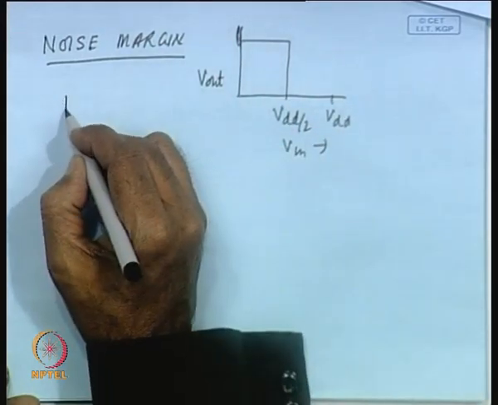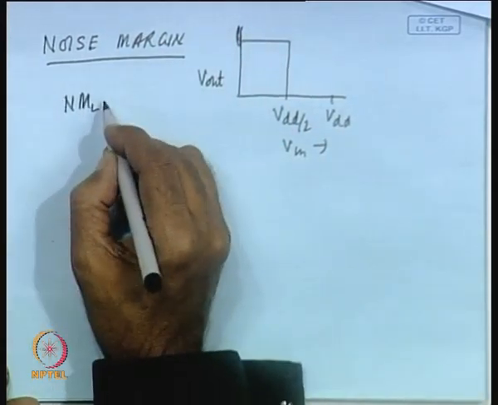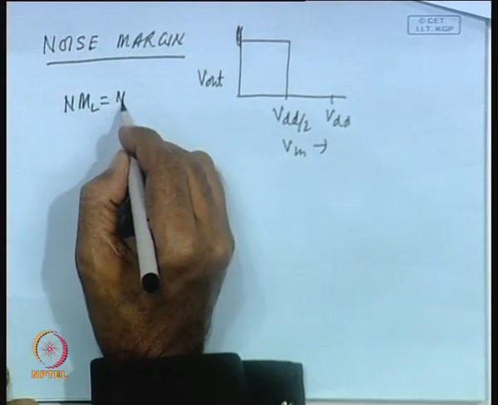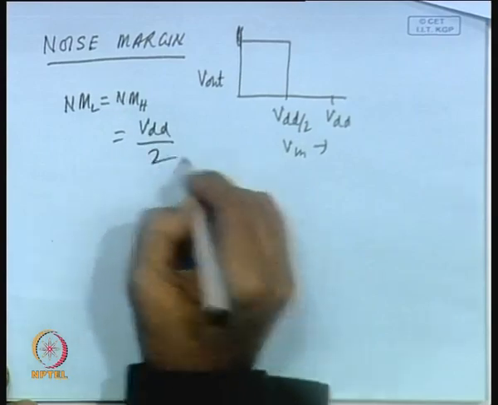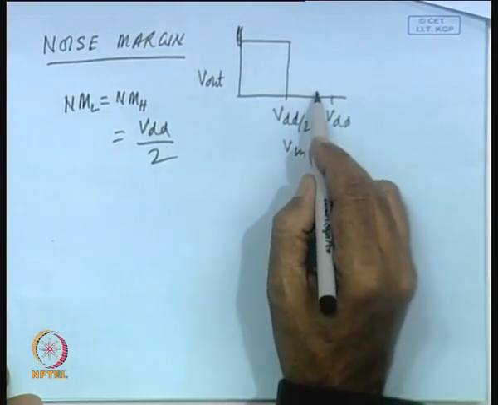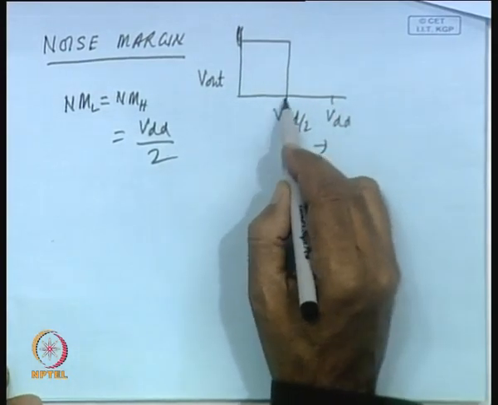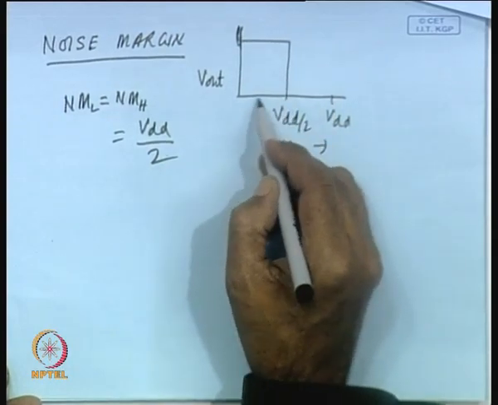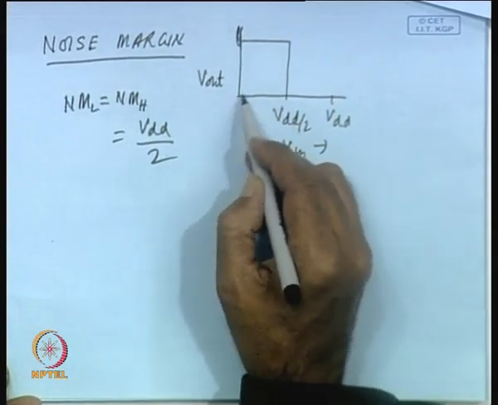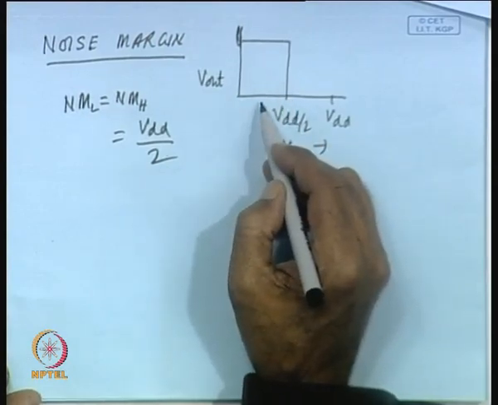noise margin low will be equal to noise margin high, which is equal to VDD by 2. But if the switching point moves towards the right, then the noise margin high will decrease. If the switching point moves towards the left, then the noise margin low will decrease.